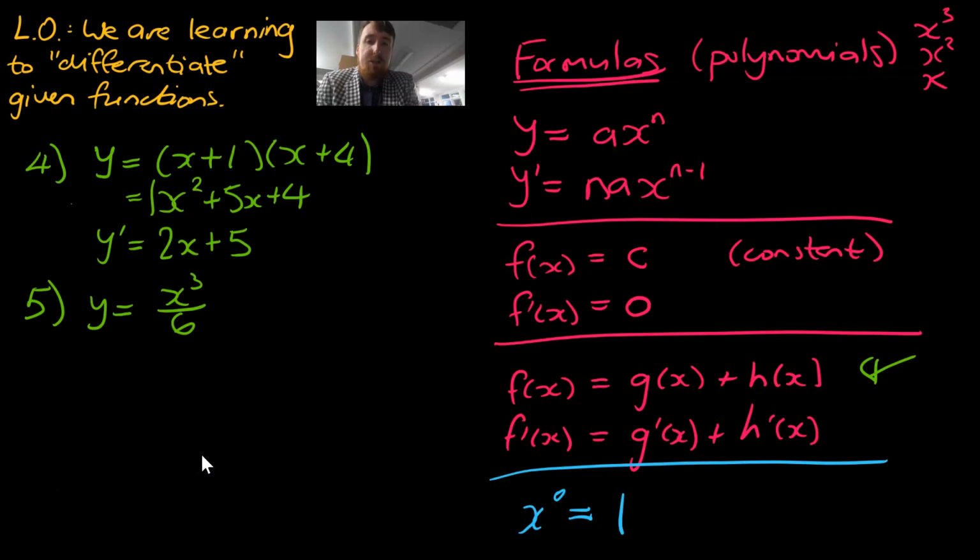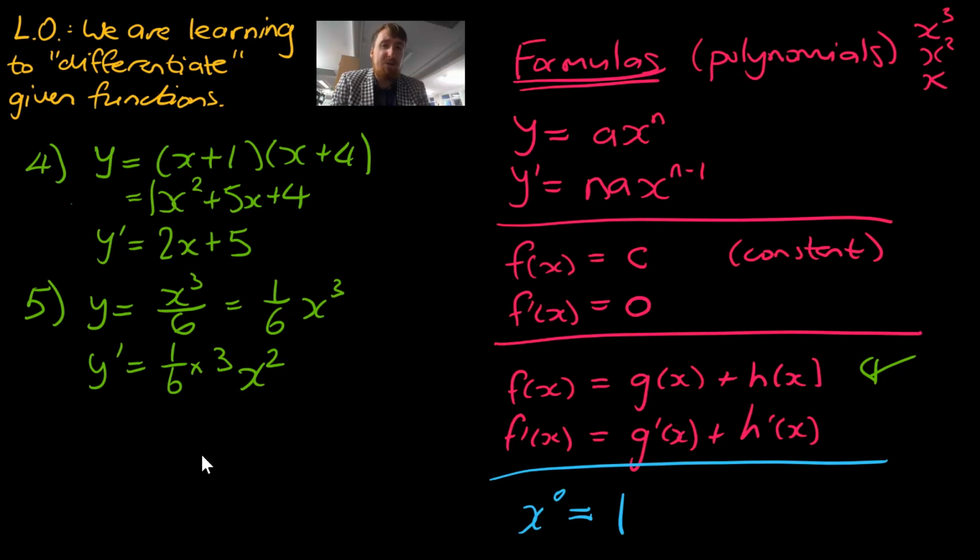My suggestion is, let's make our life a bit easier. Let's convert this to a fraction. x cubed divided by 6 is the same as 1/6 of x cubed. All of a sudden, we've got an a that we can work with. So let's go y dash. Well, that's going to be 1/6 times the power, so 1/6 times 3, and then x, and then the power is going to be reduced by 1.